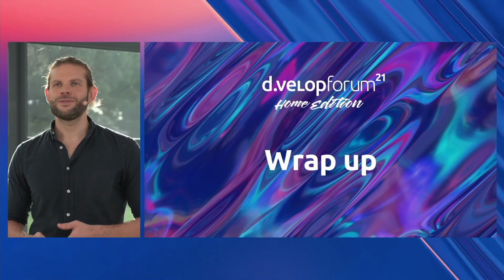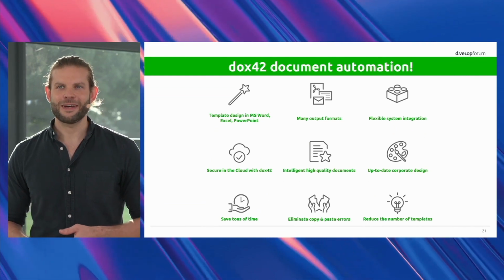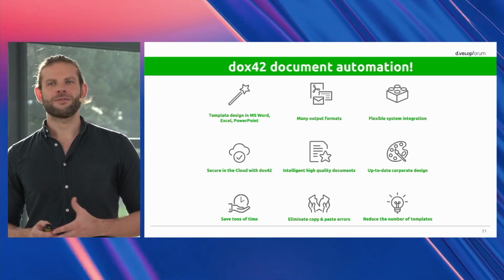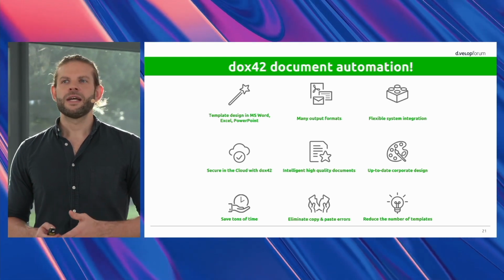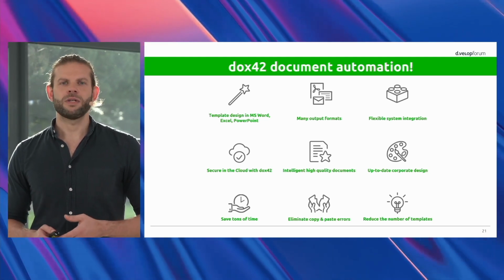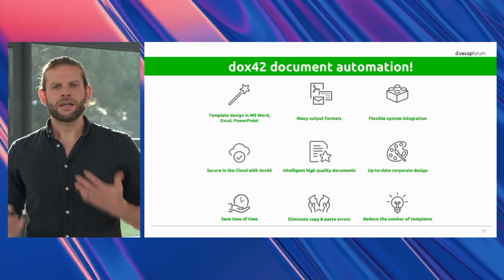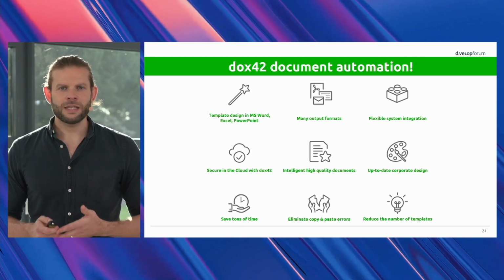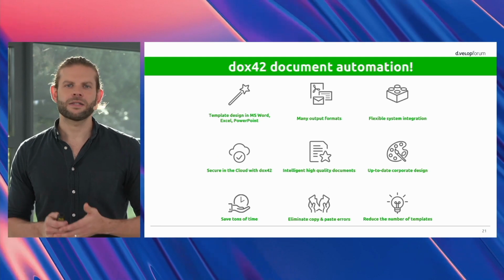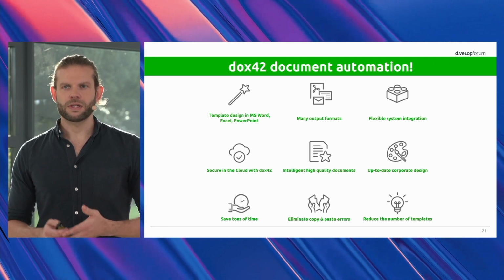So if you don't automate yet, please automate your documents. You have seen, if you do it with Dox42, we have the template design in Microsoft Office, Word, Excel, and PowerPoint. Then you can choose from many output formats, of course. Whatever you need, that could be generated. Then, of course, you can integrate data from any system flexibly. We just have seen the d.velop data source in this case, but of course, this could be any other system at the same time. And usually, companies are working with a lot of different systems.